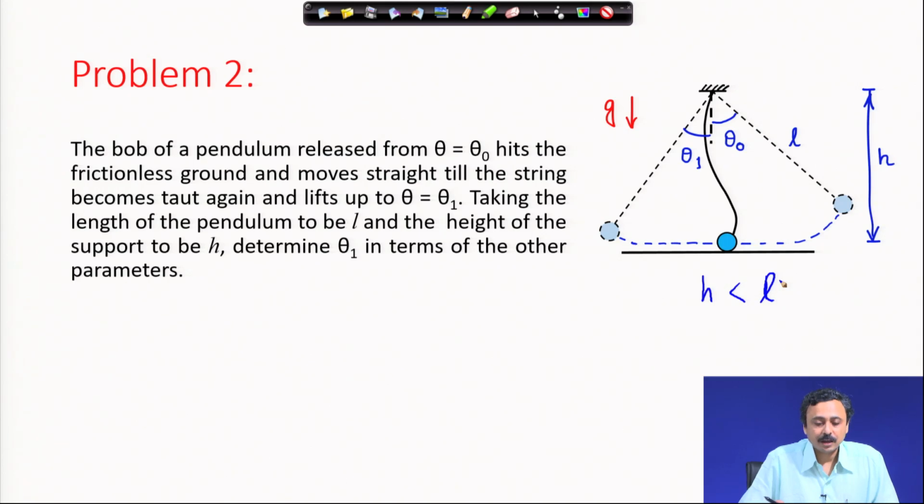Once again I will talk about linear momentum in a minute. The bob hits the ground, moves horizontally straight on the frictionless ground, and when the string again becomes taut, it again moves in a curve, lifts up, but now up to theta 1. Taking the length of the pendulum to be L and height of the support to be h, which is of course less than L, determine theta 1 in terms of the other parameters.